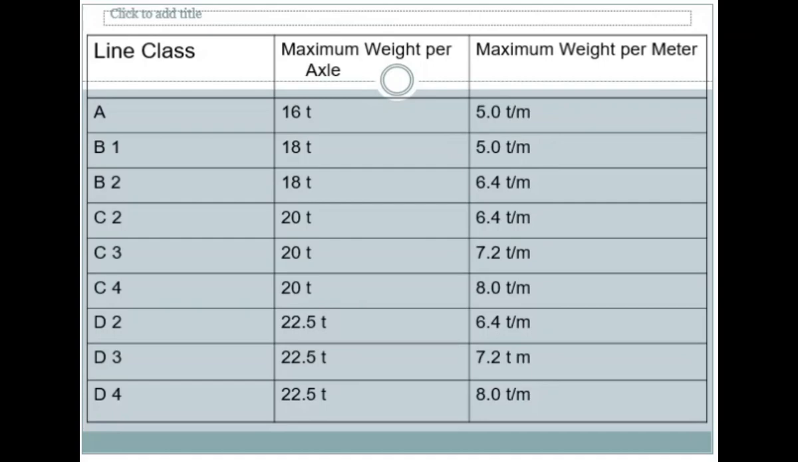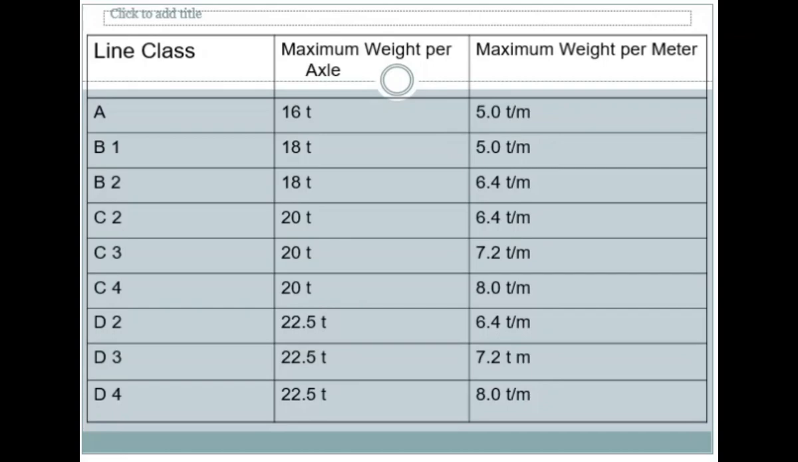And the maximum weight per meter is 5 tons per meter. So if the length of the wagon is only 10 meters, then for each meter, you can only put 5 tons in it. But remember, the maximum tonnage should not exceed the maximum allowed. So this is what the table does for you. I just have to help you to understand how it's used.